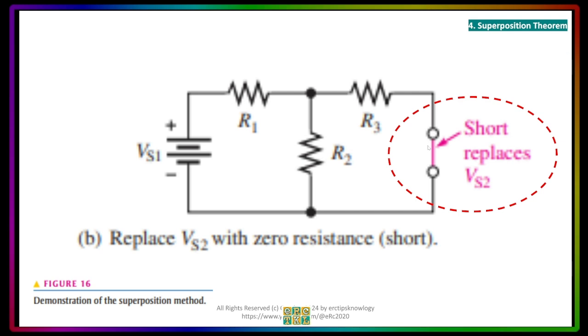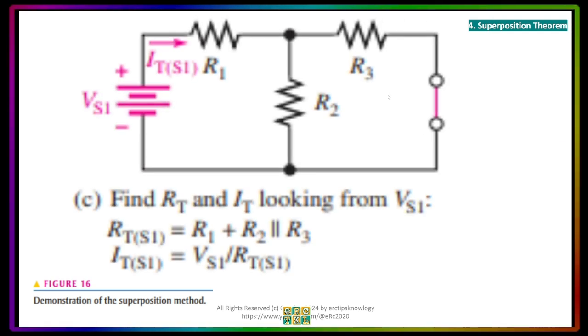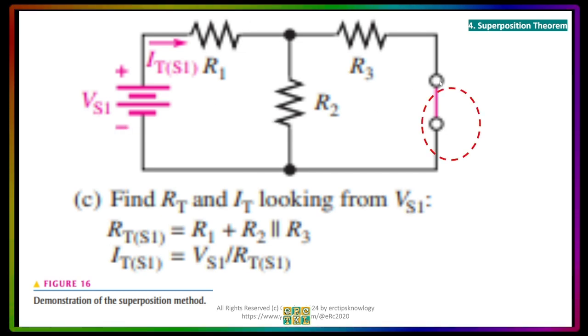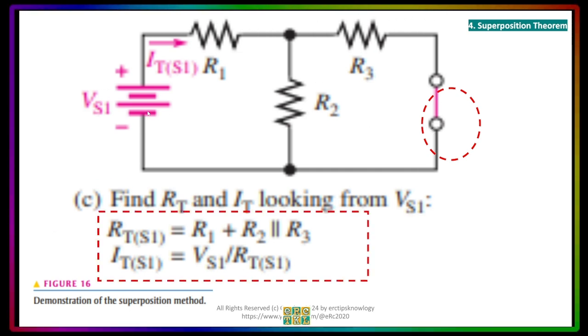Now we can see that it looks like the regular series parallel circuit, where we can calculate the R total: R1 plus the parallel R2, R3. We can also calculate the I total with respect to source 1 as VS1 divided by the R total. Take note that the voltage source VS2 is no longer there, so we only have one voltage source. And this would be the formula to get the I total.